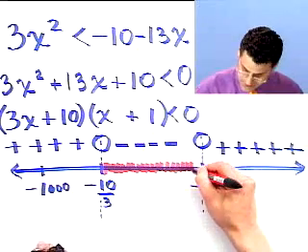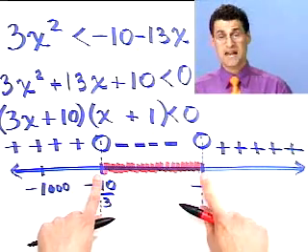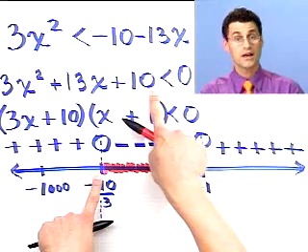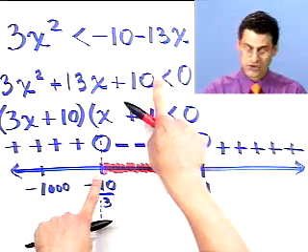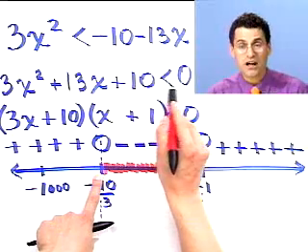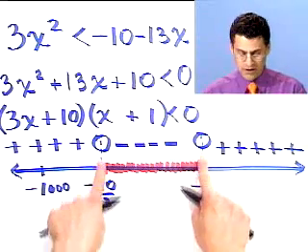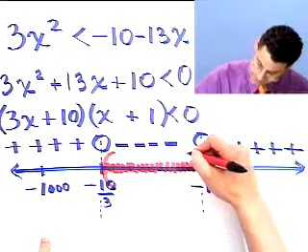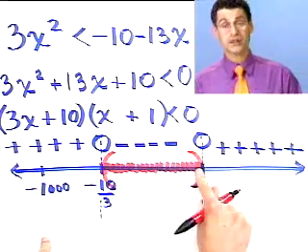Now, here's the bonus question. Do I include these endpoints? Am I allowed to have this thing equal 0? The answer is no, because this is a strict inequality. There's no little underline there. So in fact, I don't want to include these points, so I have to put in these parentheses that just graze. So all the points strictly in between.